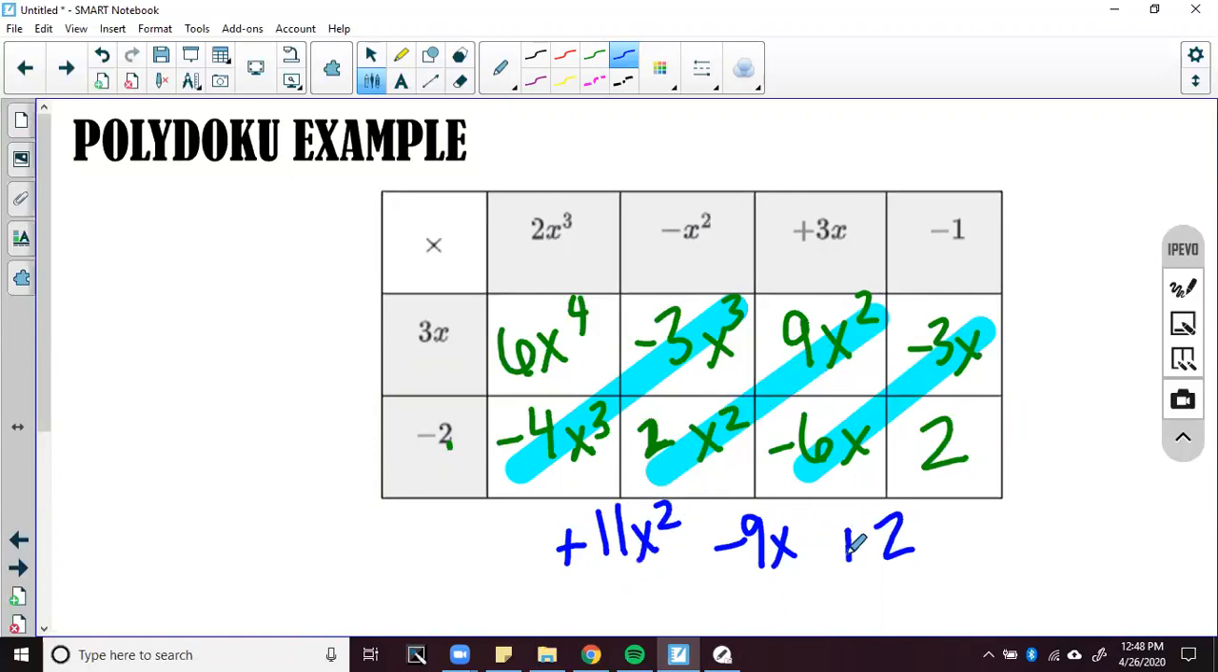A 2x squared and a 9x squared is going to leave us with a positive 11x squared. I'm going to add my positive here. And notice how I was on that left side of my box. And then negative 4x cubed and negative 3x cubed is a negative 7x cubed. And then my other lone term, the 6x to the 4th, is going to go on my far left, 6x to the 4th. And so this is my final answer written as a sum. And that's it.